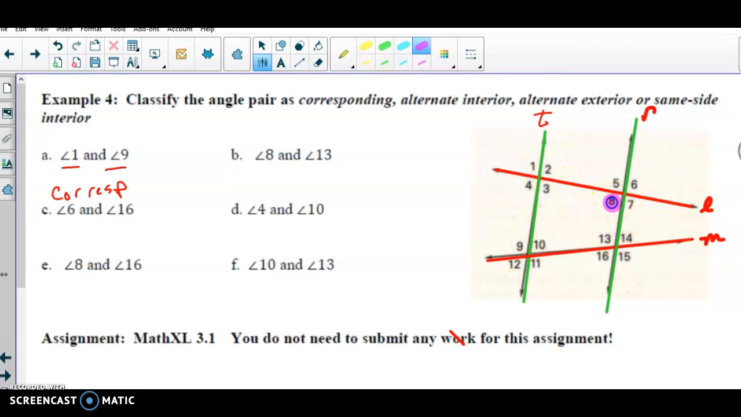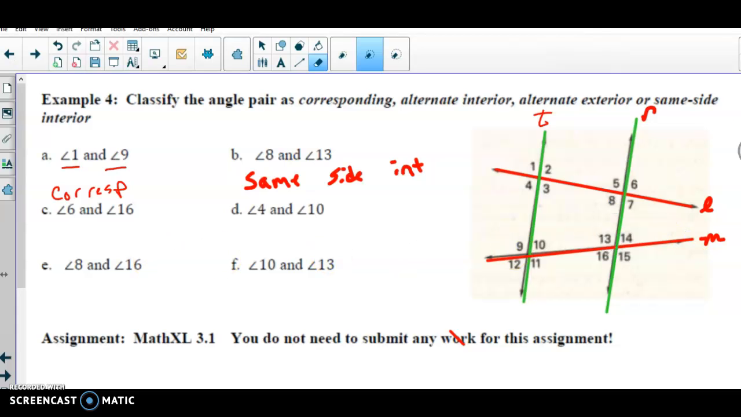Here is angle 8, here's angle 13. So we're only talking about lines L, M, and R, so just ignore line T. 8 and 13 are inside of L and M. They're interior angles, and they're on the same side of the transversal. So right there, I just named them. Same side interior. If you describe their location, it really tells you what the name of them is.